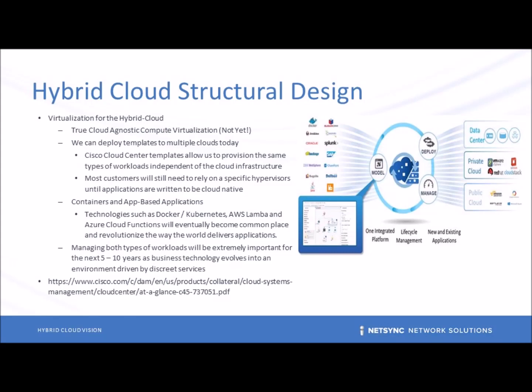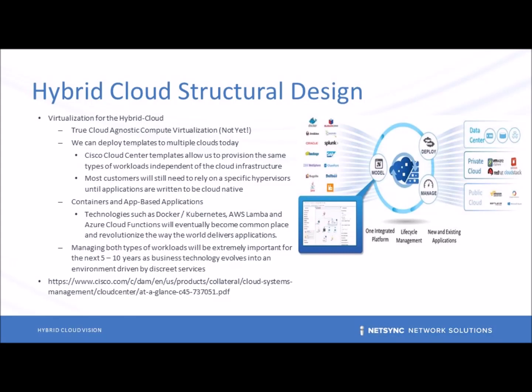And in the true future, as organizations start to rework their applications, is something called containers and app-based applications. So if you haven't already heard of them, talk to us. We'll talk to you about it. But technologies such as Docker, Kubernetes, AWS Lambda, Azure Cloud Foundations, they will all eventually become commonplace, and they are going to revolutionize the way the world delivers applications. They already are, and they are going to provide one day a true serverless compute environment.